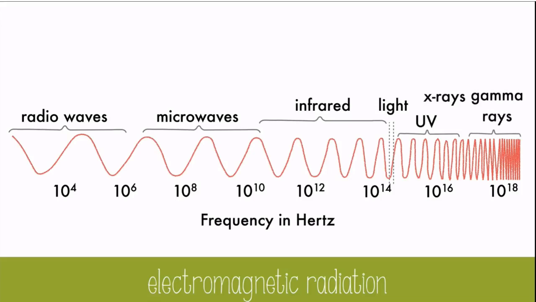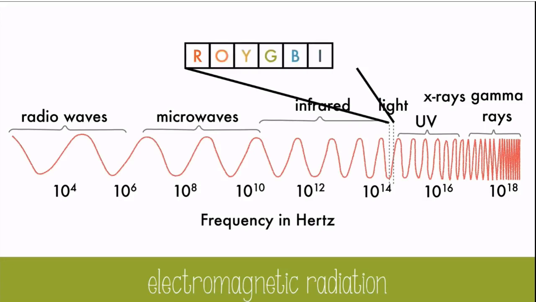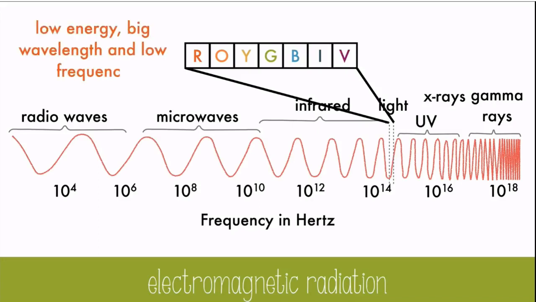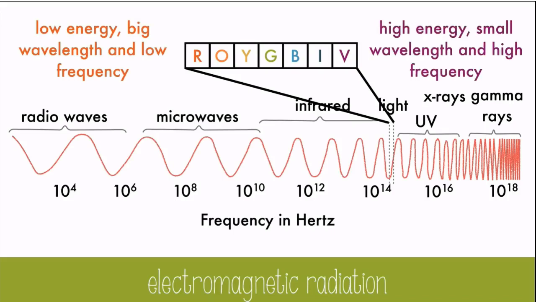Visible light makes up only a tiny portion of the spectrum, but it includes all of the colors we can see: red, orange, yellow, green, blue, indigo, and violet, or Roy G. Biv. The light towards the red end have lower energy, bigger wavelengths, and a lower frequency. And light toward the violet end has high energy, small wavelengths, and high frequency.